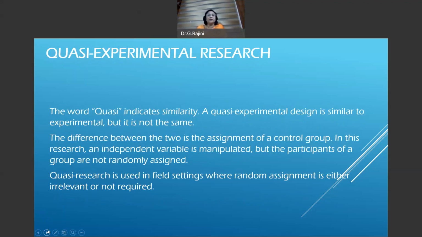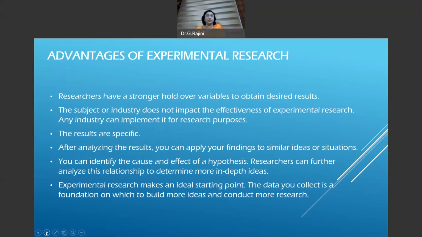So quasi-experimental design is also there. Quasi is nothing but semi, it's similar to experimental, but it's not the same. The difference between the two is the assignment of the control variable. So in this research, an independent variable is actually manipulated, but the participants of a group are not randomly assigned. Quasi research is used in field settings where random assignment is either irrelevant or not required.